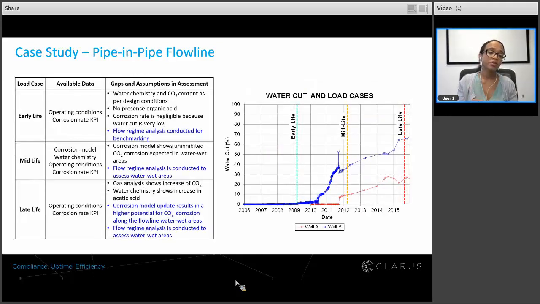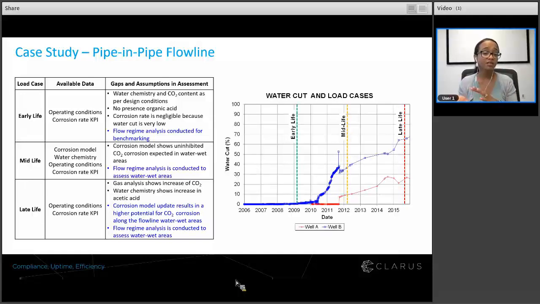So the key challenge was to link the available integrity data that we have for over 10 years of operations to the degradation mechanism. And with that, we chose 3 flow cases to look at: early life, mid-life, and late life. In early life, we only had operating conditions, pressure, temperatures, flow rates available, and the corrosion rate KPIs. We had to assume water chemistry and CO2 content per design conditions, since there was no water chemistry done in those early years of production. There was no presence of organic acid based on the design assumptions, and we assumed the corrosion rate was negligible because the water cut was significantly low. We did conduct flow regime analysis for benchmarking on that early life case.